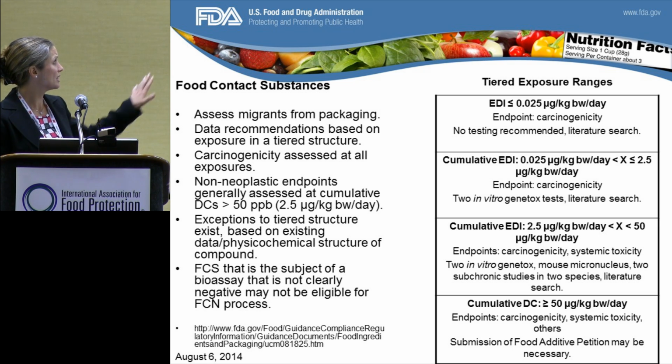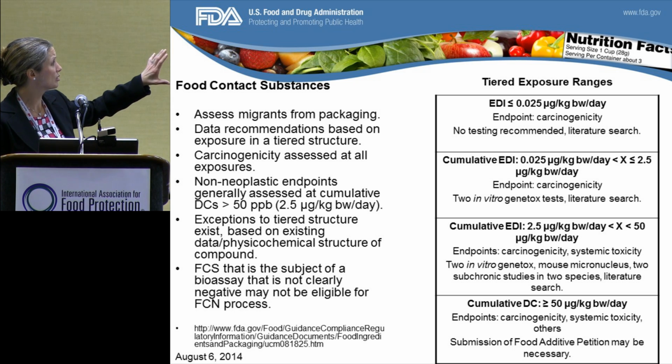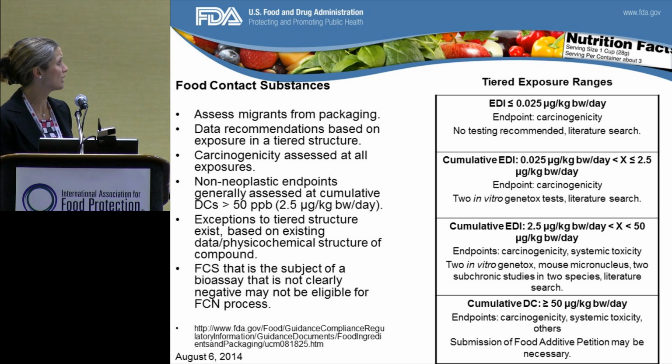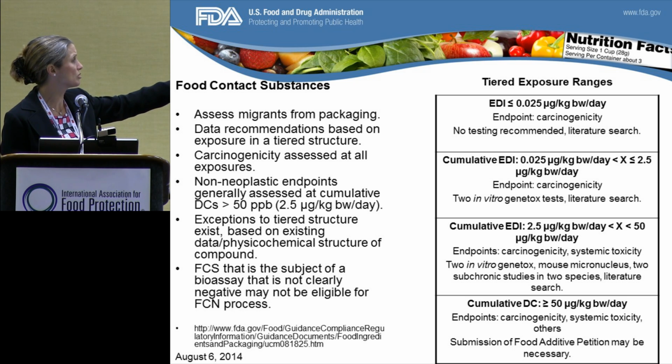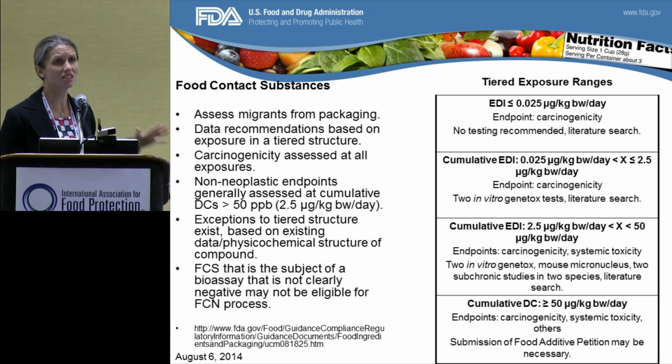And then we assess the need for data according to what are called tiered exposure ranges. So that EDI of 0.025 corresponds to TOR. Anything below TOR, we assess just carcinogenicity. We don't recommend testing, but we still assess the available data. And if it looks like there needs to be some data to support safety, we still will ask below that level, depending upon what the data for structural analogs and the structure of the compound say.